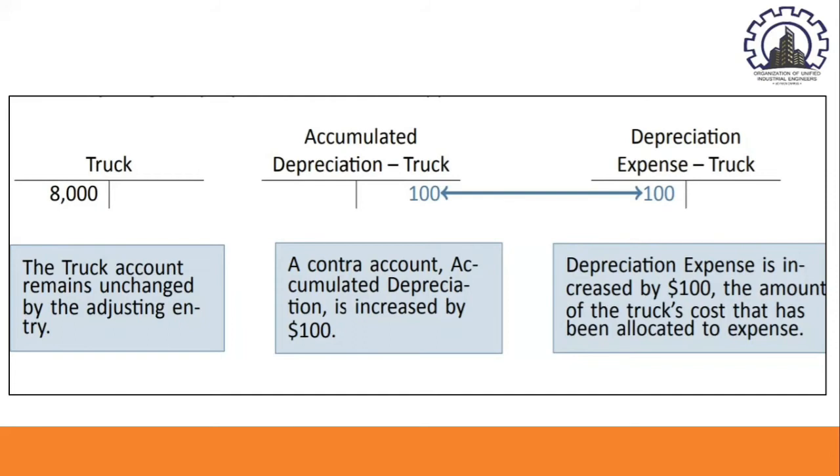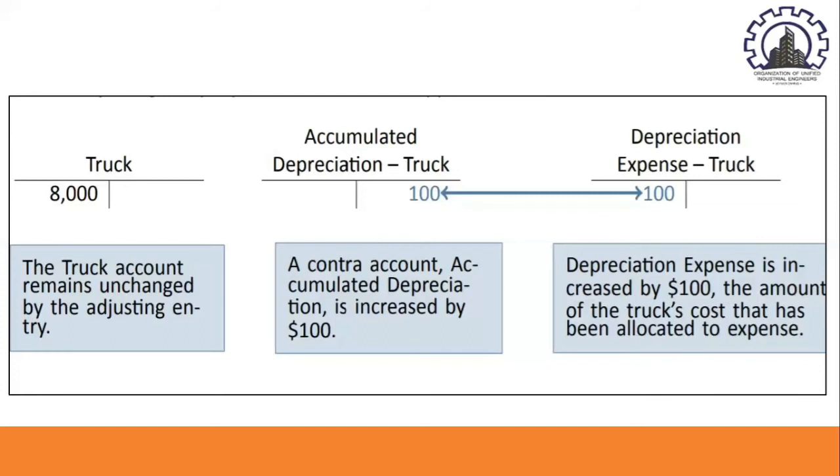So if depreciation adjustments are not recorded, then assets on the balance sheet would be overstated. Additionally, expenses would be understated on the income statement, causing net income to be overstated. And if net income is overstated, then retained earnings on the balance sheet would also be overstated.